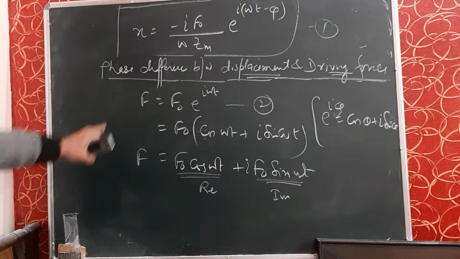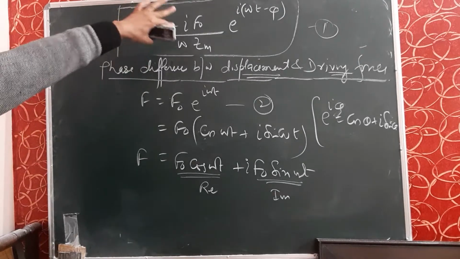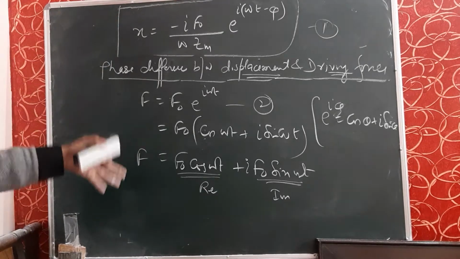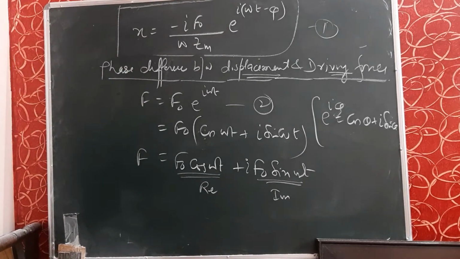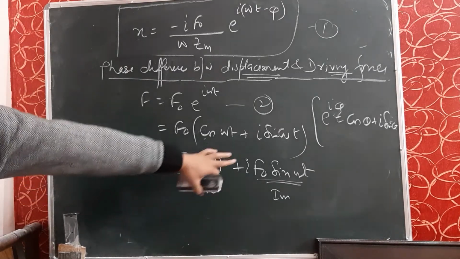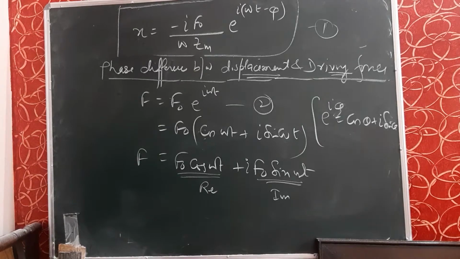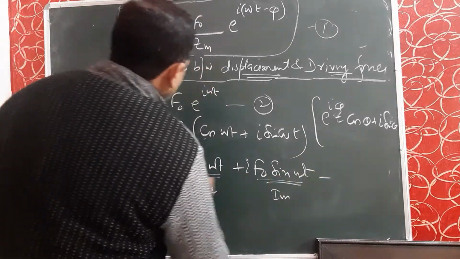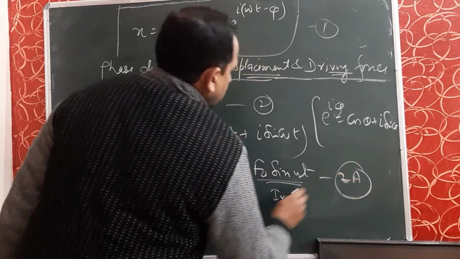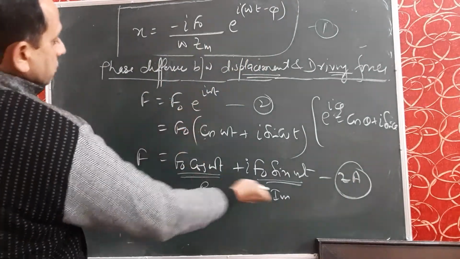Similarly, we will resolve this x into real and imaginary parts. Then we will compare the real parts of both equations or the imaginary parts of both equations. So this is the equation in terms of real and imaginary part. This is the equation for force, let this equation be 2a. 2a means it is the extension of the second equation.